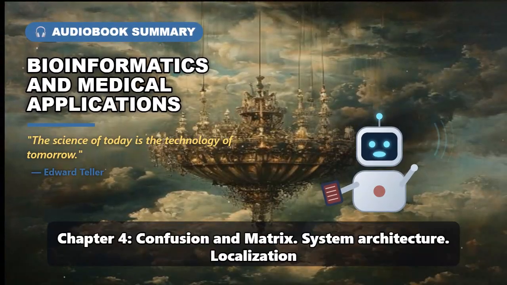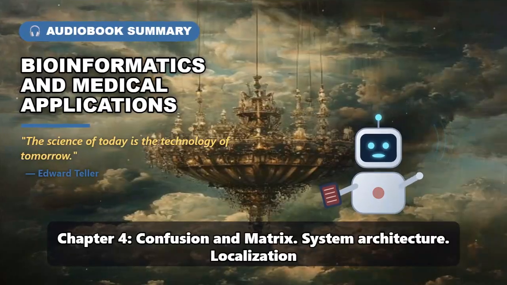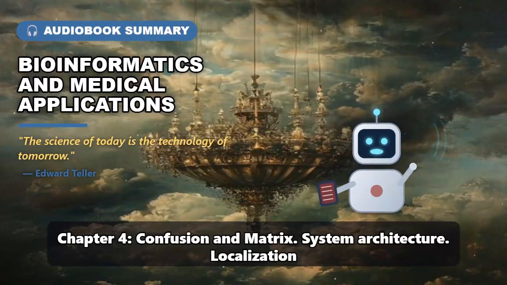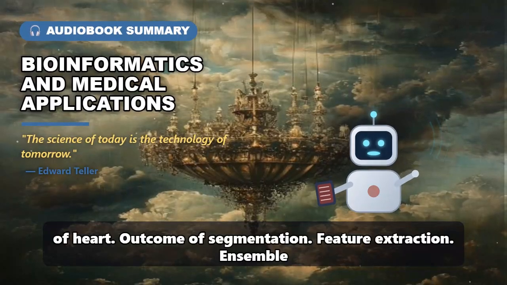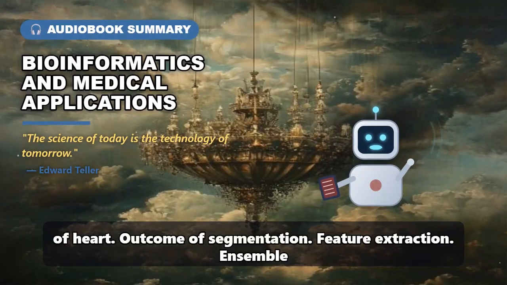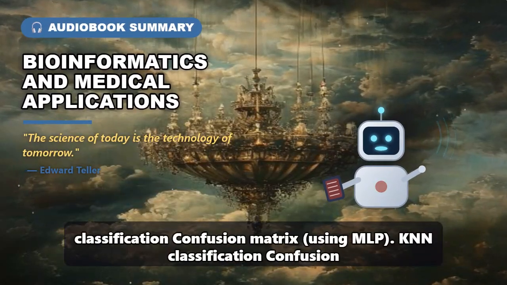Chapter 4: Confusion and Matrix. System architecture. Localization of heart. Outcome of segmentation. Feature extraction. Ensemble classification confusion matrix, using MLP.